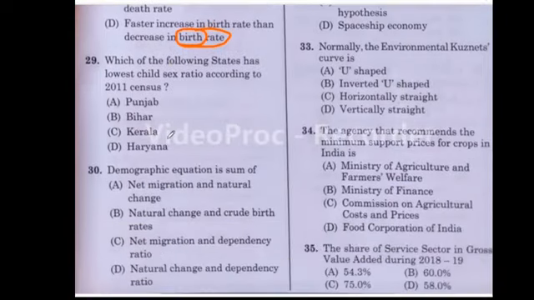Question number 29. Which of the following states has the lowest child sex ratio according to the 2011 census? Option A, Punjab. Option B, Bihar. Option C, Kerala. Option D, Haryana. Yes, here the right answer is option D, Haryana. It has the lowest child sex ratio according to the 2011 census.